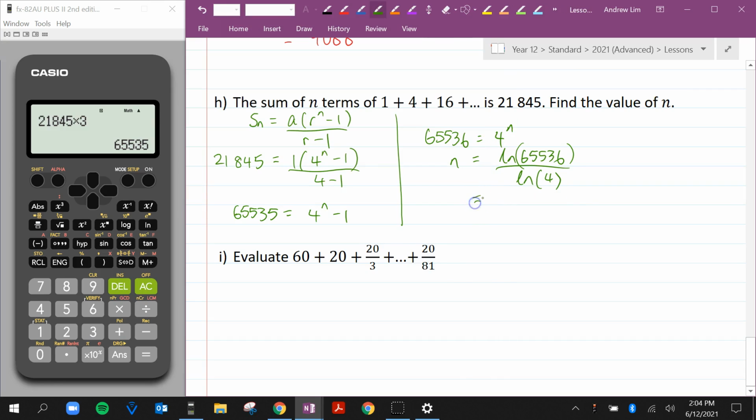Alright, let's put that in our calculators. And we get 8. And that's it, we found the value of n. So that means there must be 8 terms that we're adding together that would sum to 21,845.